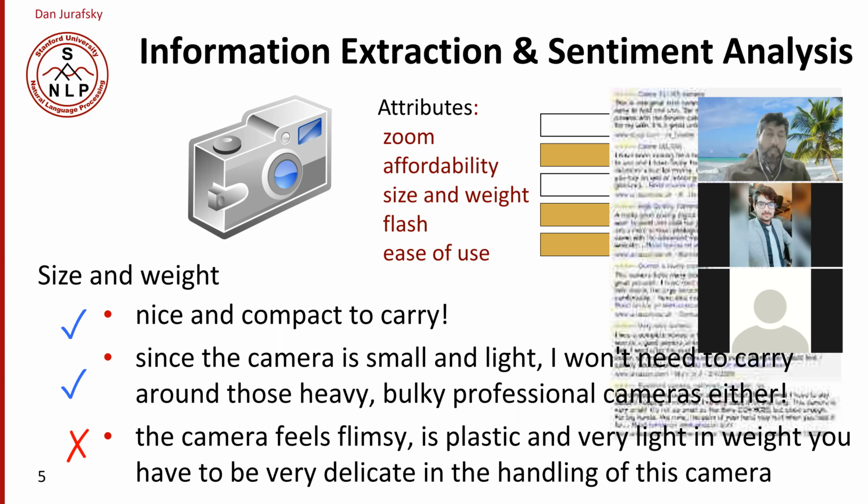So for example, there's an opinion like the camera looks flimsy or feels flimsy. So this is a negative opinion. While another opinion could be the camera was very light and easy to handle. So this would be a positive opinion. So we would like to classify opinions based on what has been written. So this is one level of sentiment classification.